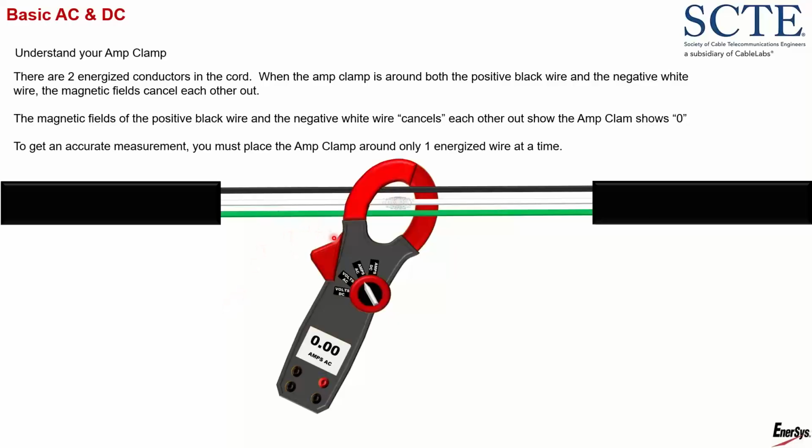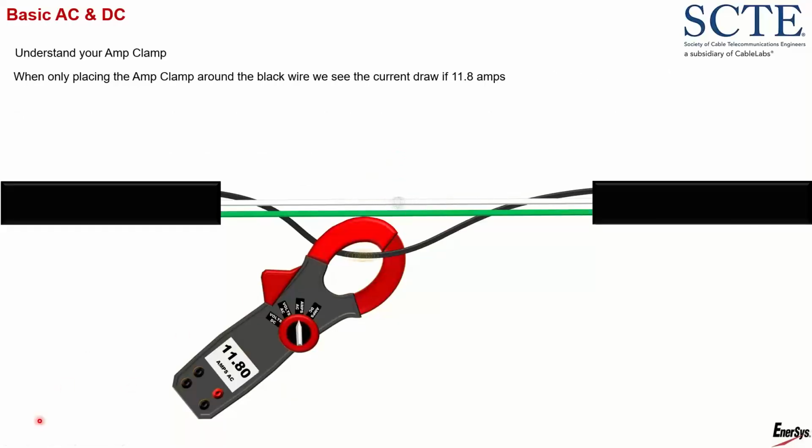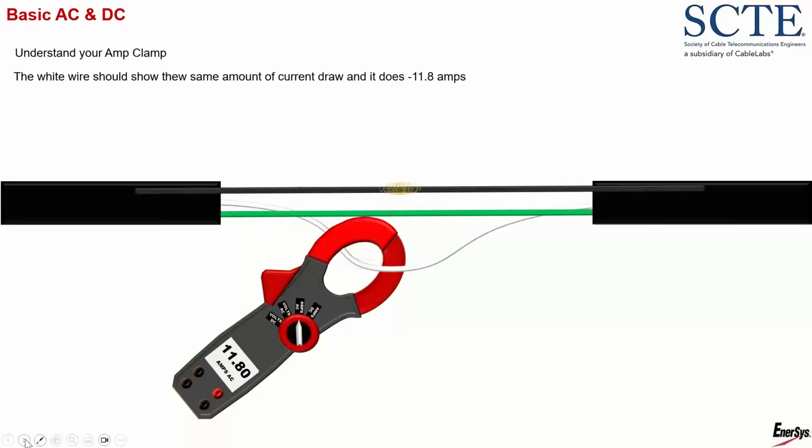So the correct way, and don't strip your cords back to do this, I'm just doing this to show you, the correct way to measure current is to only put your amp clamp around one energized conductor. So if I put my amp clamp around the black wire, it says my power supply is drawing 11.8 amps. If I put it around just the white wire, 11.8 amps. There is current flowing on the neutral, right? There has to be. It's an AC circuit, so you have to use both the positive and the negative.